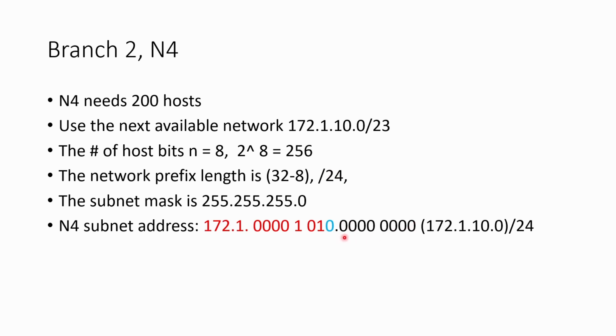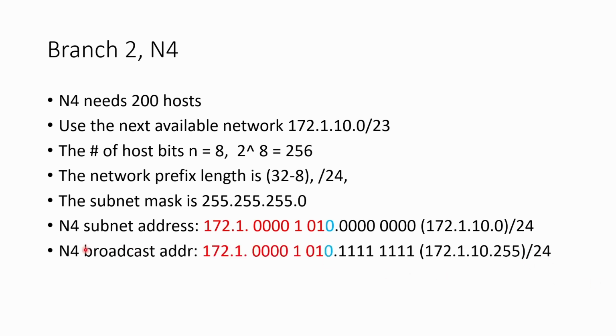Then only 8 bits is the host portion. That gives us the range for M4. The host bits starting from all 0, going up to all 1, that's 255. So 10.0 up to 10.255, that's the IP range for M2. Simple. Let's continue. M3. M3 needs 100 hosts.